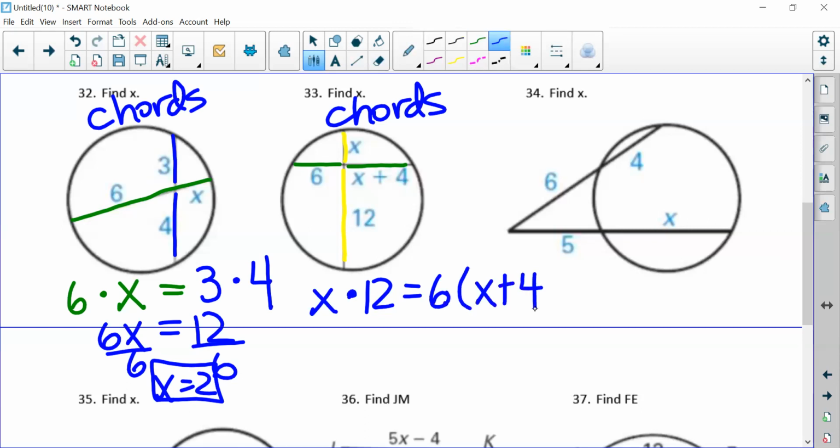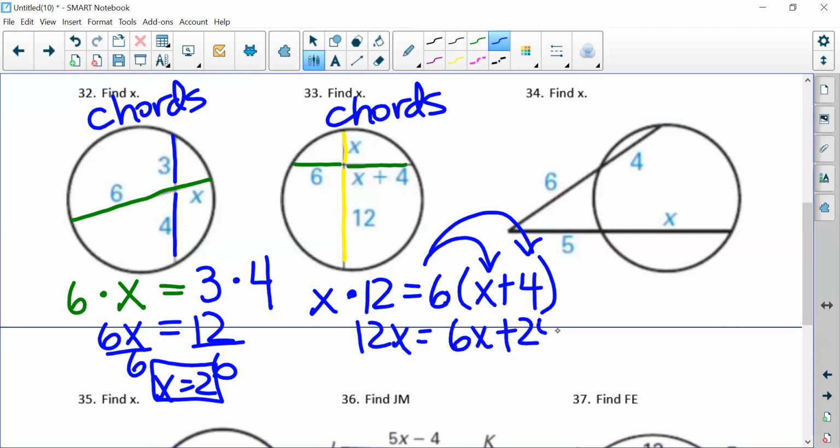And what I just noticed in the past is that some people just want to multiply either X times 6 or 4 times 6, but you have to multiply the entire part of this segment since it's X plus 4. Okay, X times 12 is 12X. Bring down our equal sign. We have to distribute this 6. So we get 6X plus 24.